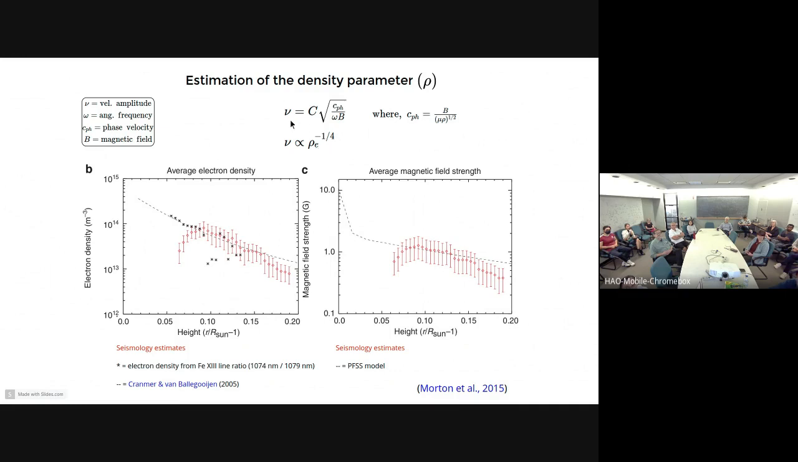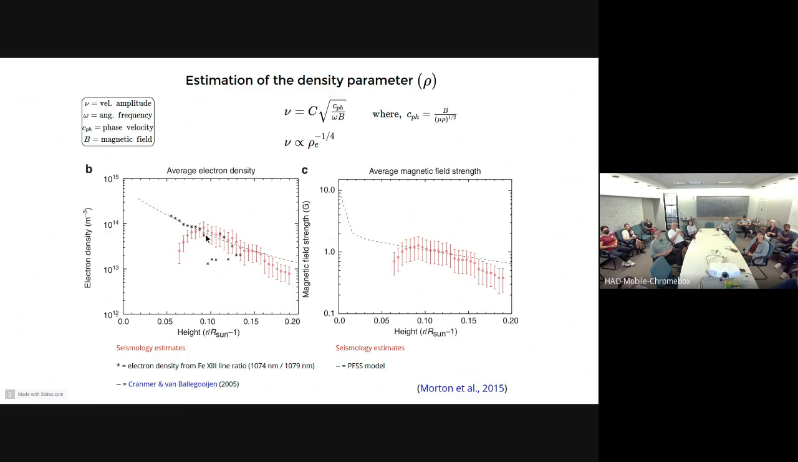Using this relationship, they tried to estimate the electron density parameter. Here there are a couple of assumptions taken into account when it comes to the waves. The first one, the waves are not doing any sort of damping. And the second one, we are taking an average of the ion as well as the electron densities together. With those assumptions, we can get a seismological estimate of the density.